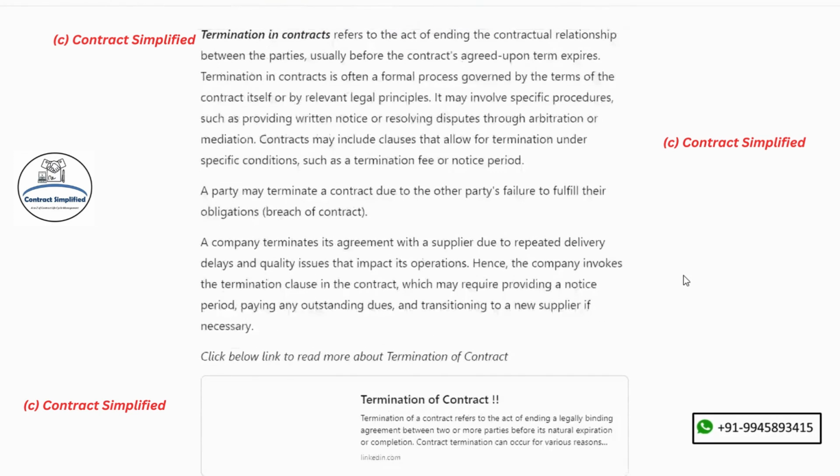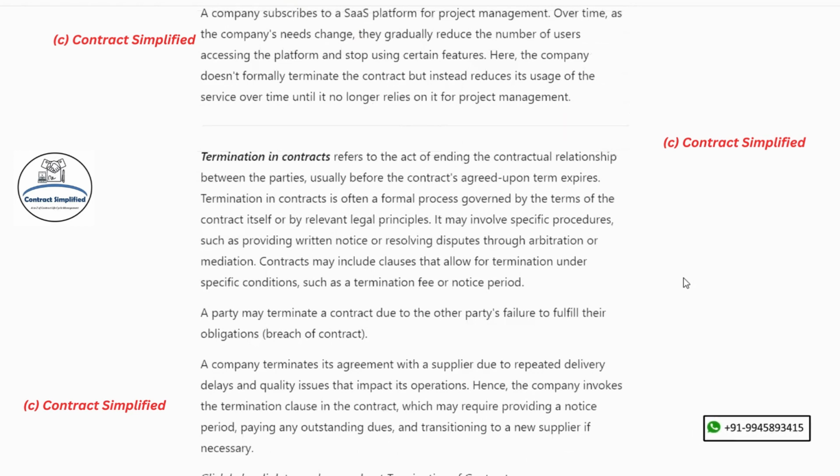On the other hand, termination of contract refers to the act of ending the contractual relationship between the parties, usually before the contract's agreed upon term expires, or even after the expiry of the term. Termination is often a formal process governed by the terms of the contract itself or by relevant legal principles. It may involve specific procedures such as providing written notice or resolving disputes through arbitration or mediation. Contracts may include clauses that allow for termination under specific conditions, such as a termination fee or notice period.